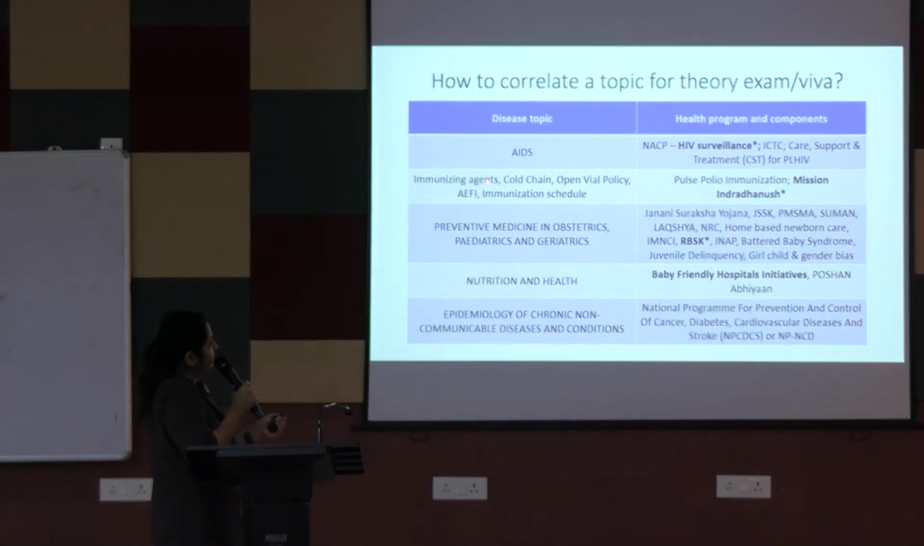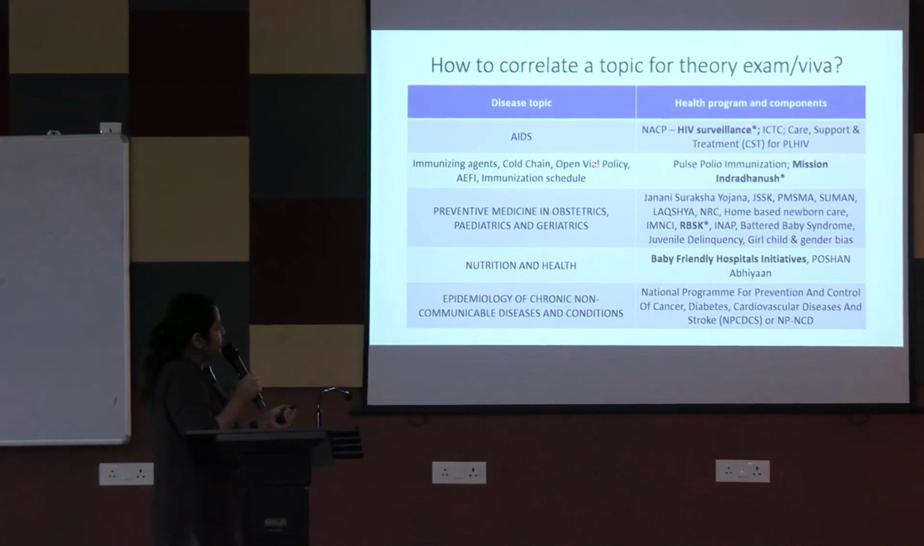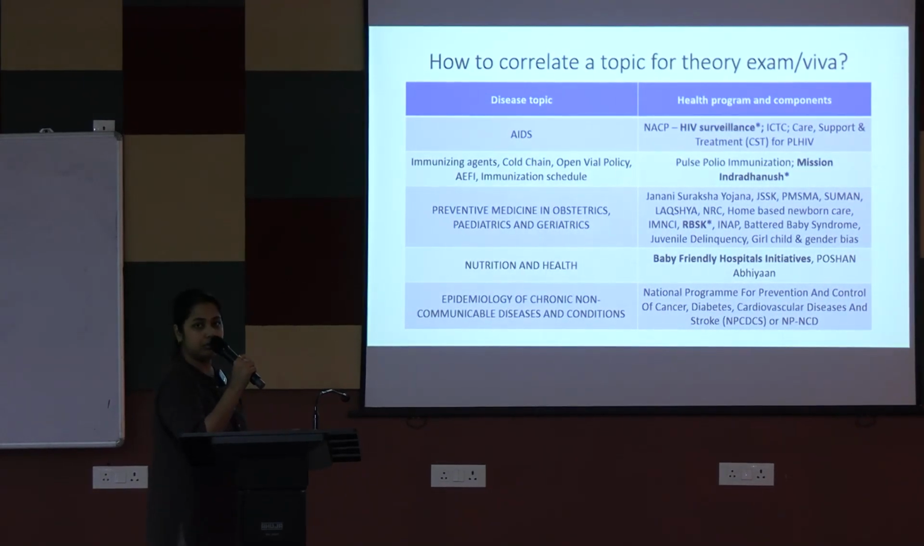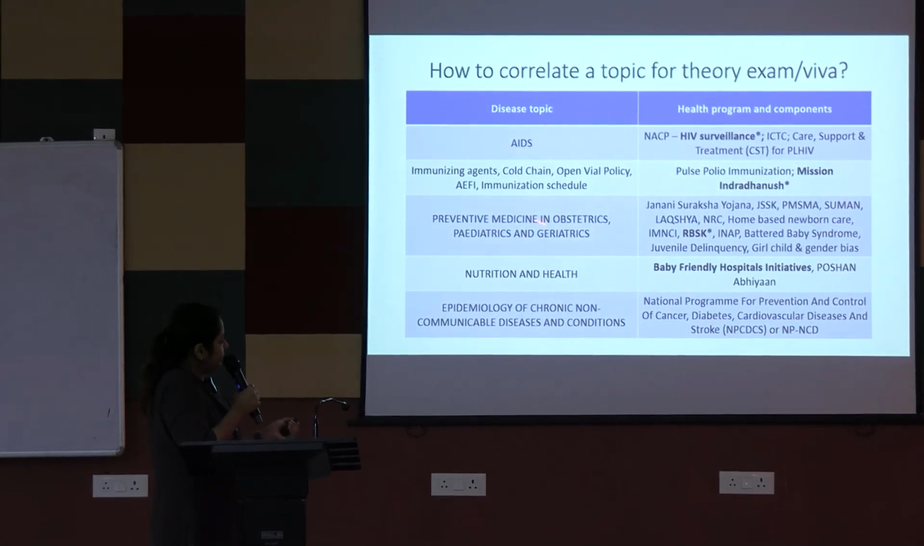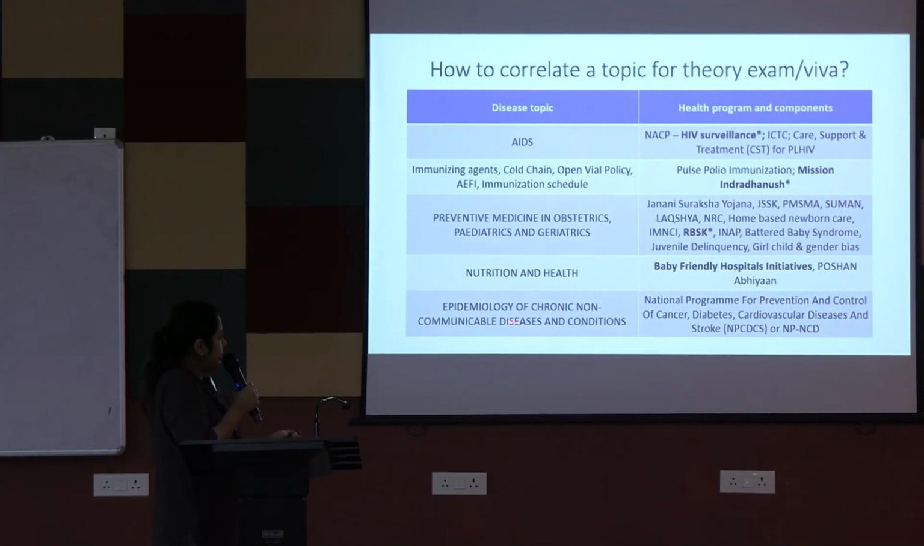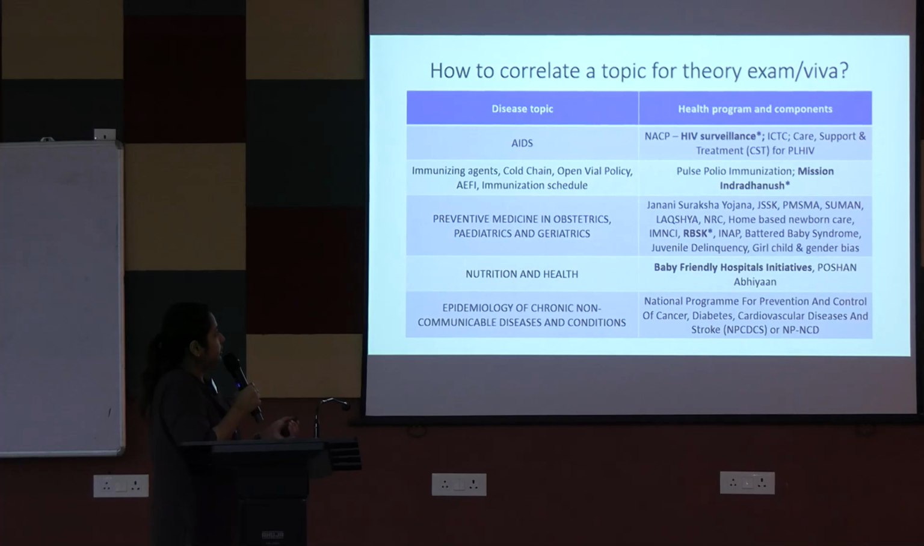week, then immunizing agents, cold chain, open vial policy, AEFI, immunization schedule. All these chapters are there in your book. Then there is obstetrics, pediatrics, geriatrics chapter, there is nutrition chapter and there is NCD chapter.